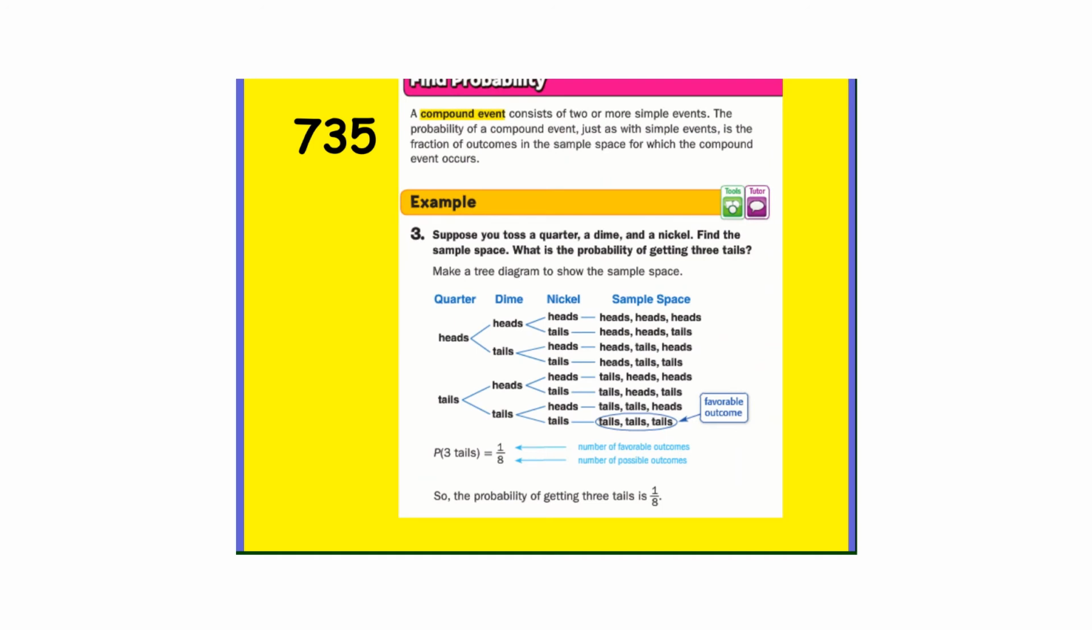Okay, a compound event consists of 2 or more simple events. The probability of a compound event, just as with simple events, is the fraction of outcomes in the sample space for which the compound event occurs. Okay, so it's not hard here. We've already been doing this.